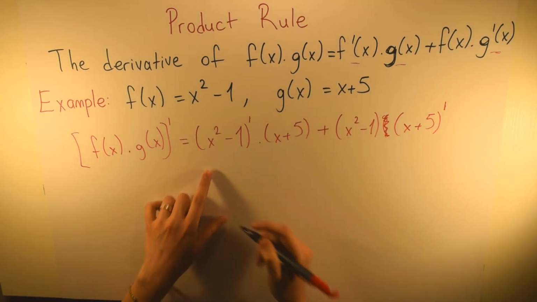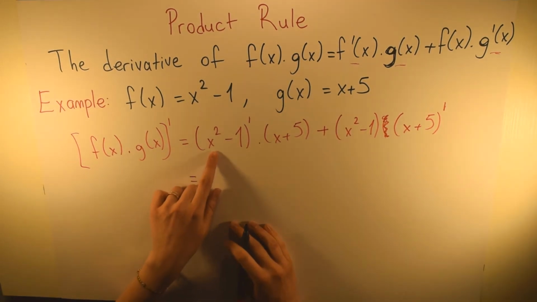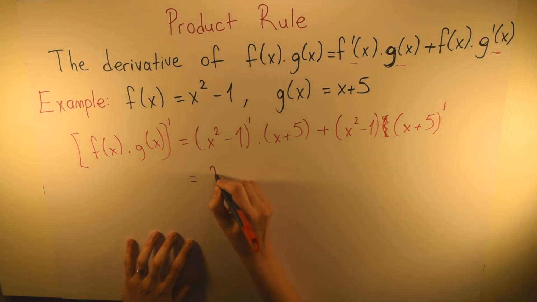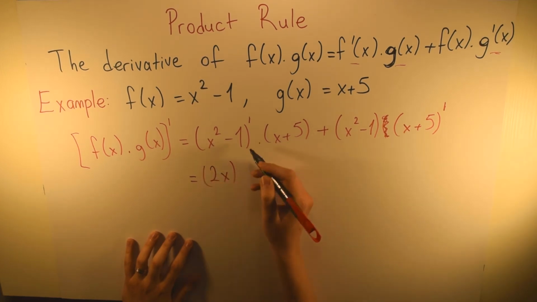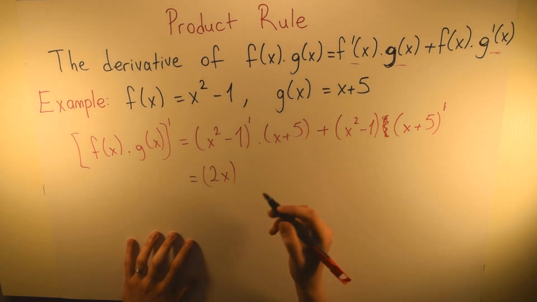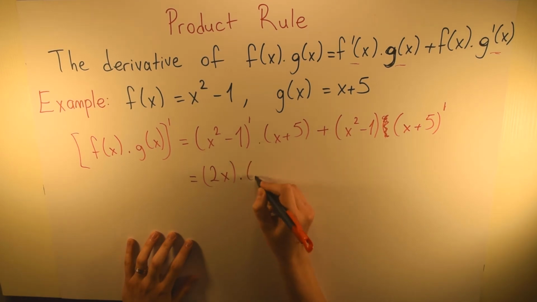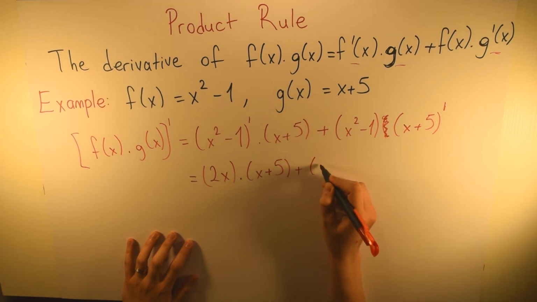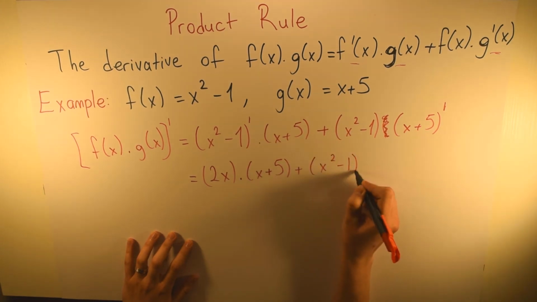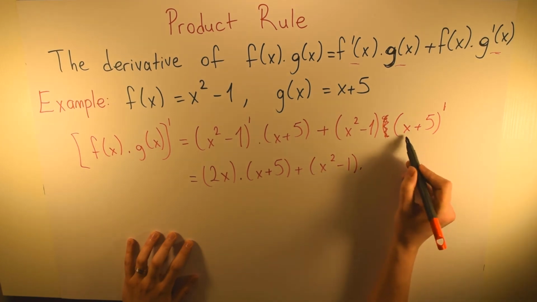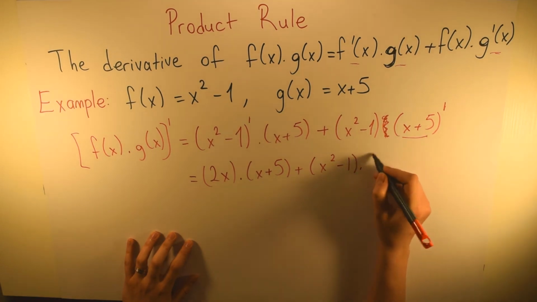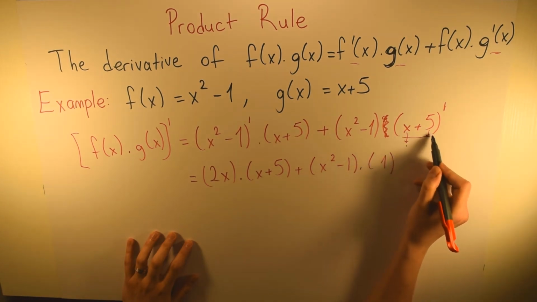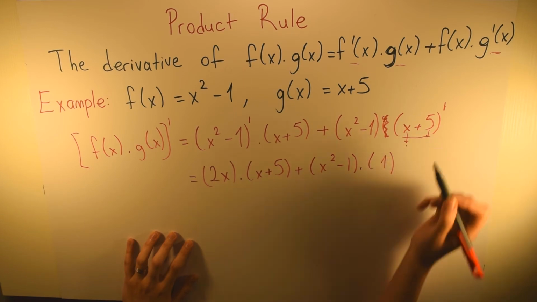So when we look at here, what do we have here? We have the derivative of x squared minus 1, it's equal to 2x, right? Because this is constant and its derivative is equal to 0. So, okay, let's continue. Here we have x plus 5 plus, here we have x squared minus 1, and times, here we have x plus 5, its derivative is equal to 1, right? Because x, its derivative is equal to 1, and 5, since it's constant, its derivative is equal to 0.